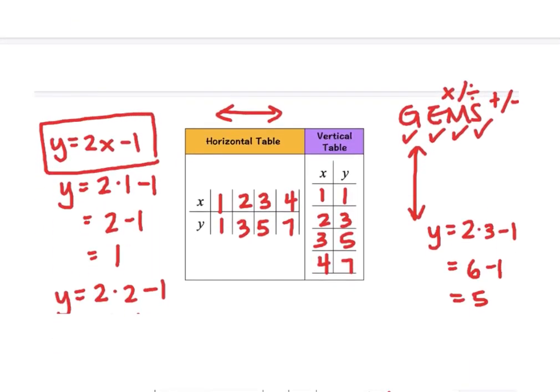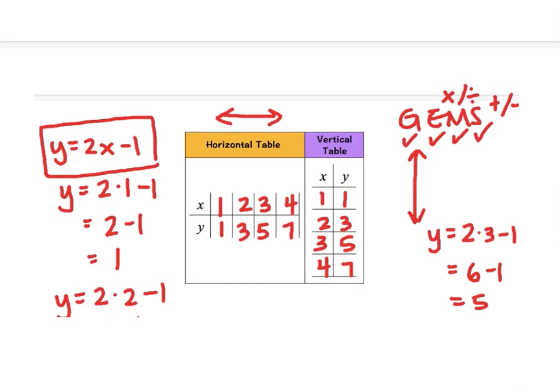We also talked about how we can create horizontal or vertical tables from an equation or rule by coming up with our own values for x and then replacing them into the equation and using order of operations to then solve for the value of y.